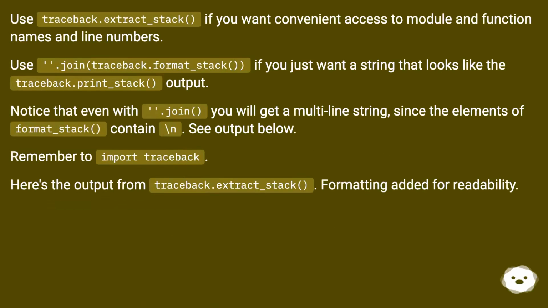Use traceback.extract_stack if you want convenient access to module and function names and line numbers. Use ''.join(traceback.format_stack()) if you just want a string that looks like the traceback.print_stack output. Notice that even with join you will get a multi-line string, since the elements of format_stack contain \n. See output below. Remember to import traceback.